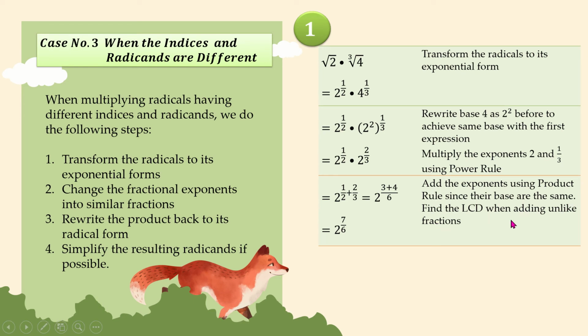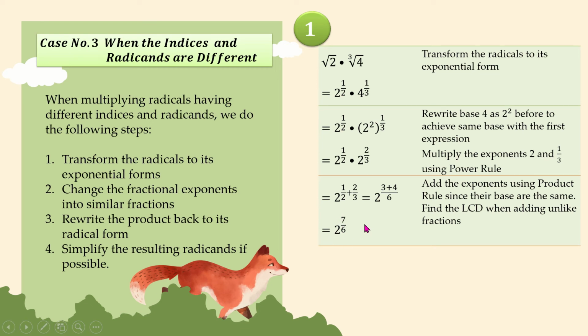Find the least common denominator when adding unlike fractions. Like in case number 2, adding the exponents that are not the same. So, LCD. 1/2 plus 2/3, their LCD is 6. 6 divided by 2 is 3, times 1, 3. 6 divided by 3 is 2, times 2, 4. So 3 plus 4 over 6, that is 7 over 6. It is the exponent of base 2. So now its exponent is 7 over 6.